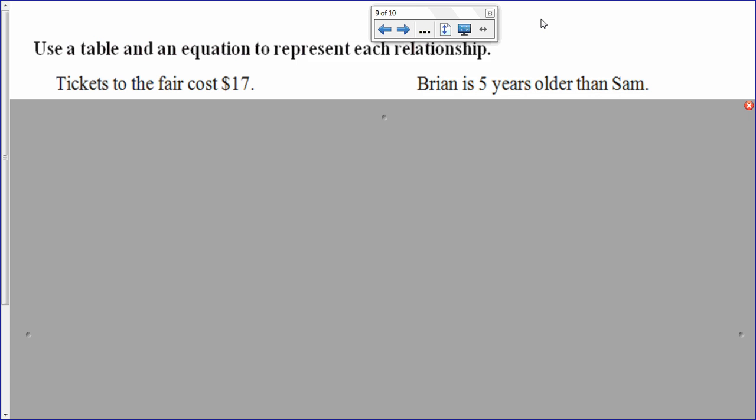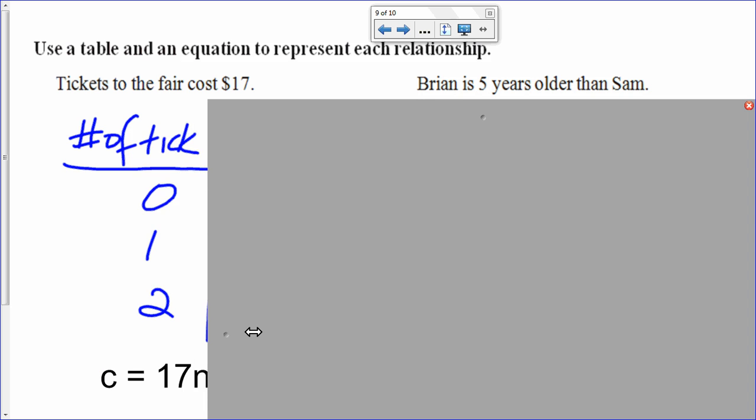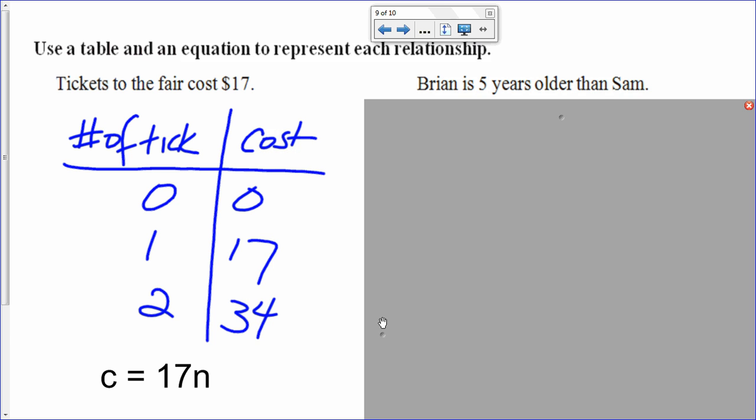Use a table and an equation to represent each relationship. Tickets to the fair cost $17. A quick and easy table: number of tickets versus your cost. If you had 0 tickets, your cost is free. Nothing, zip, 0. 1 ticket would be $17. 2 tickets would be $34. Your equation: your cost is going to equal 17, in this case dollars, times the number of tickets that you buy.